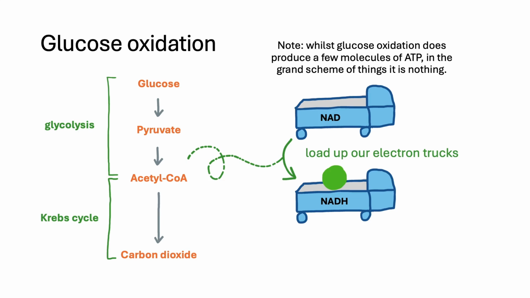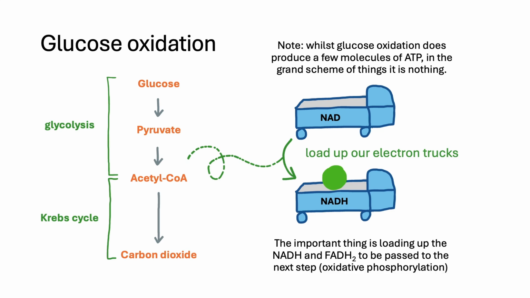Now, whilst glucose oxidation does produce a few molecules of ATP, it's only a very tiny amount, and in the grand scheme of things, it is nothing. The most important thing is that we've loaded up our electron trucks, NADH and FADH, and we can pass these trucks on to the next step. So that's glucose oxidation, glycolysis followed by the Krebs cycle.